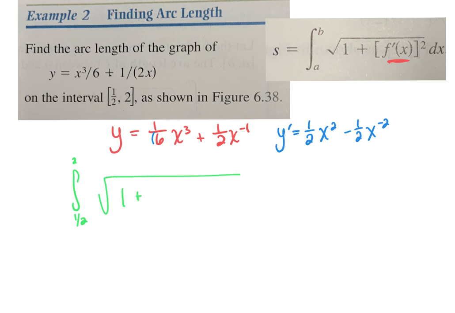1 plus this crazy thing squared. And I'm going to leave it like this, just so when we take the antiderivative it'll be easier, because we are going to have to take the antiderivative as well. So 1 plus, and we're going to say, (1/2 x squared minus 1/2 x to the negative 2) squared dx.